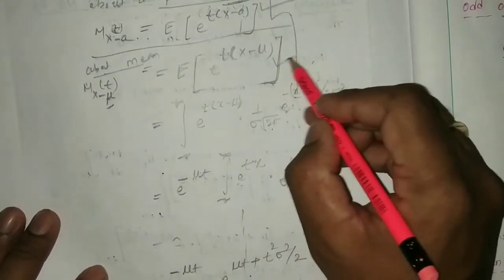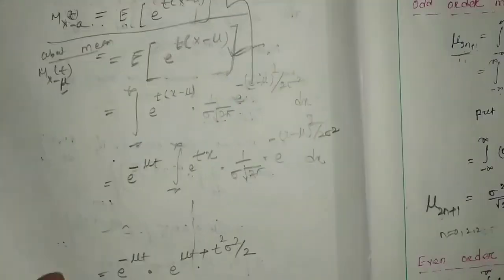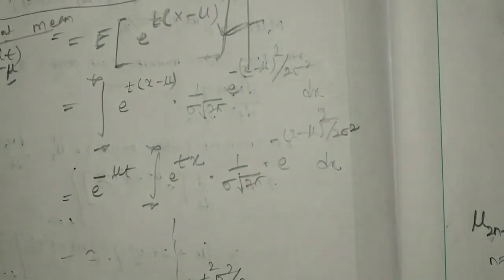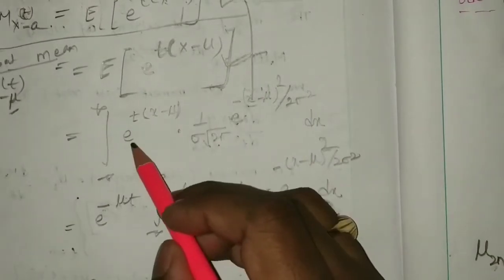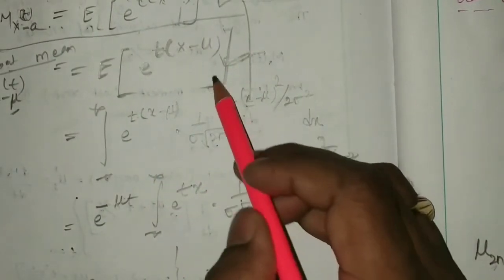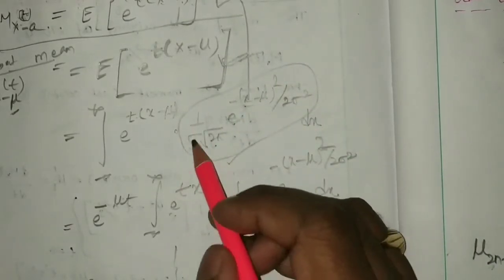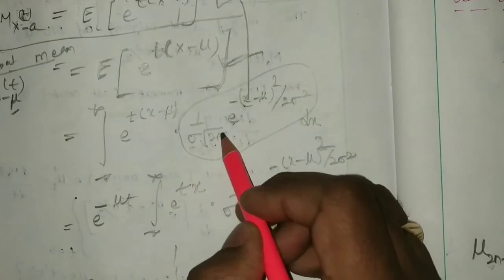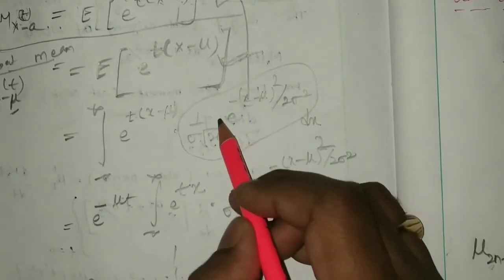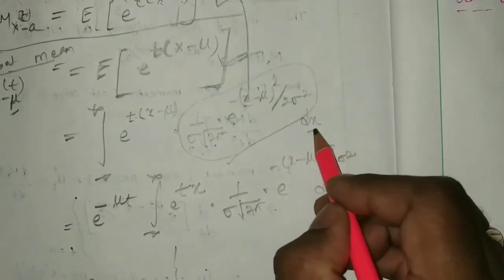And this will be nothing but minus infinity to plus infinity, e to the power t into x minus mu into the PDF. This is PDF, that is 1 by sigma root over 2 pi into e to the minus x minus mu whole square by 2 sigma square into dx.